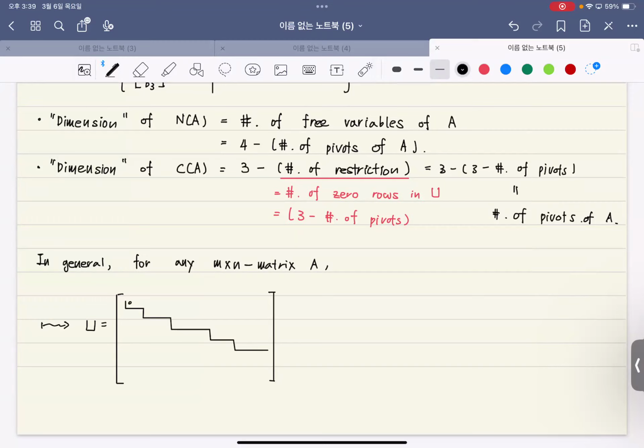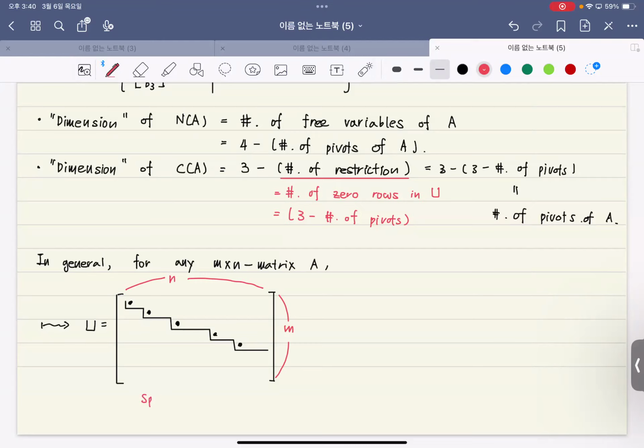Suppose that I have this row echelon matrix, and each of these dots represents a pivot of the matrix. This is A, where the number of rows is M and the number of columns is N.